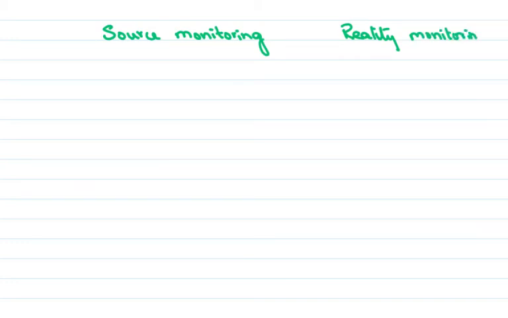Then there are other problems in retrieval as well. Some of these are what are called source monitoring, sorry for the spelling, source monitoring, and you also have reality monitoring. So a source monitoring error occurs when you misattribute a particular memory to an incorrect source.